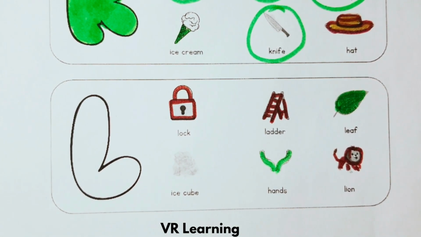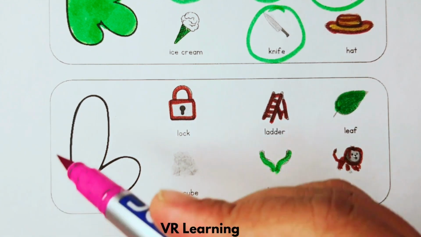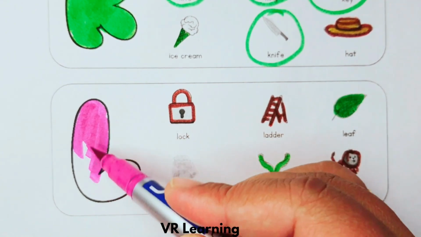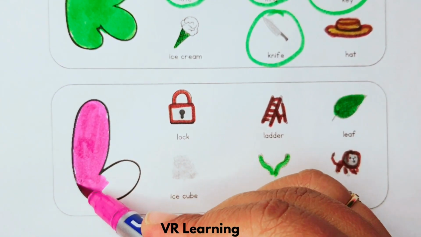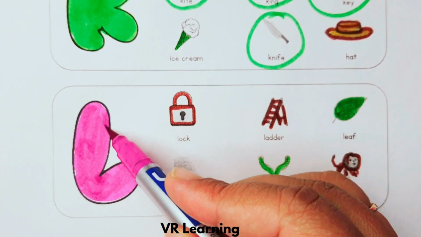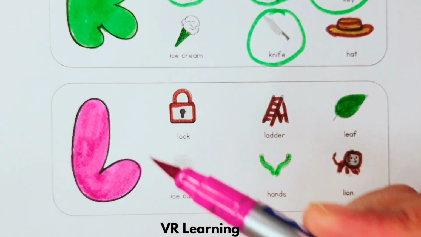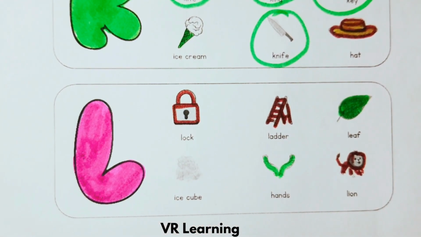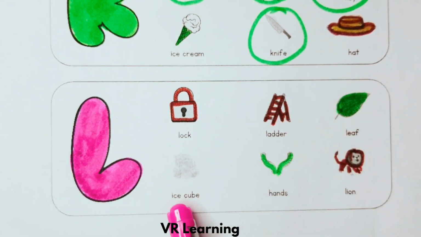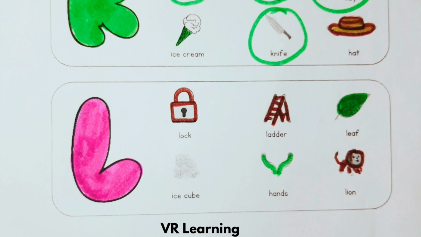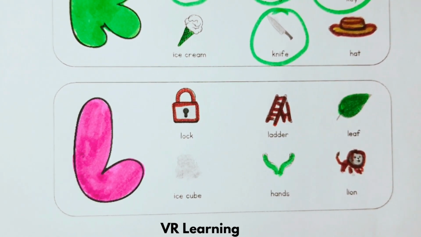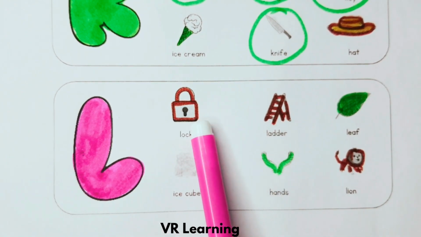This is letter L. First, let's color the letter L. Lock, ladder, leaf, ice cube, hands, lion. Let's color the letter L object.